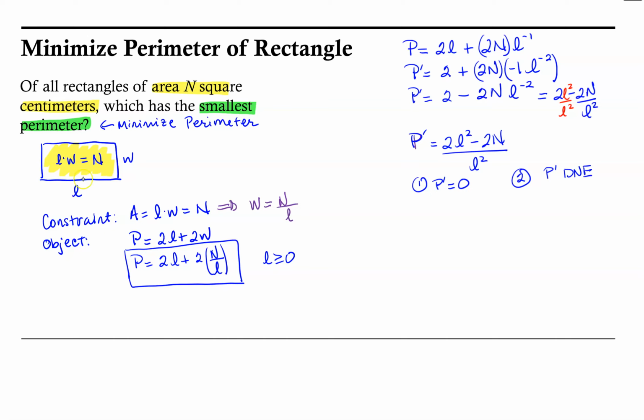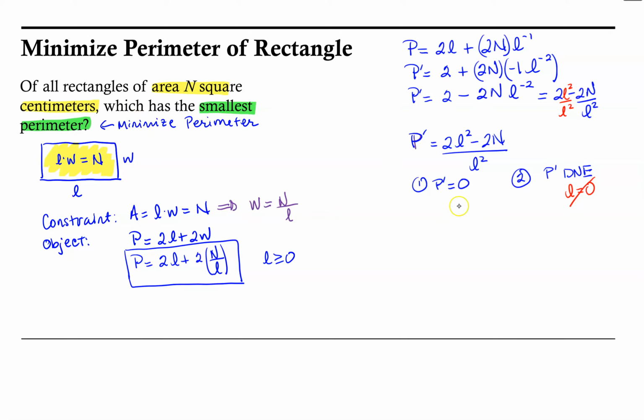Looking at my derivative function here, I can see that my derivative would not exist if L equals 0. However, when we look at our area formula, we need that product of length and width to equal n. L equals 0 is not a possible value of L, because if L is 0, then the area is 0, and we know that the area must be n. So we can disregard that critical point.